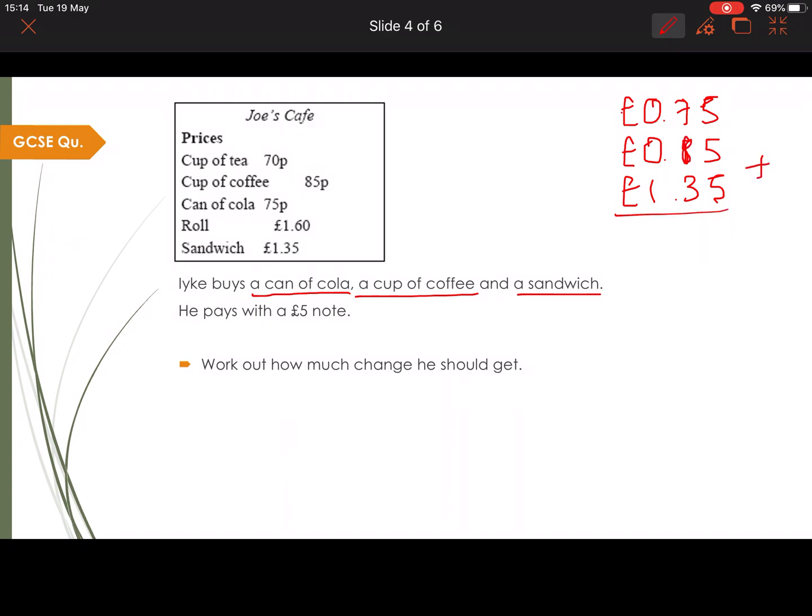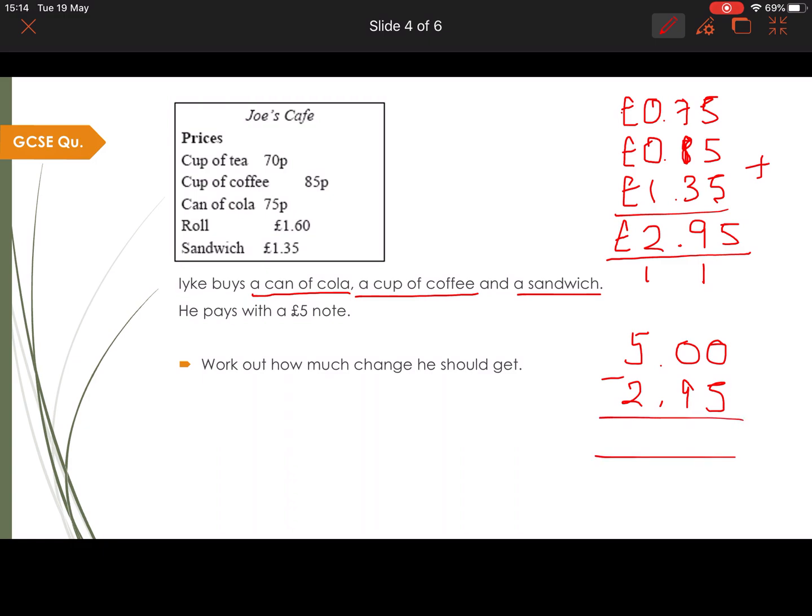Remember that this is an 8. And 3 5s are 15. 7 plus 3 is 10, plus 8 is 18, plus the one I carried before is 19. And then 1 plus the one I carried is 2. So that's £2.95. Now Ike pays with a £5 note. So we need to take £2.95 away from £5 to see how much change he is owed.